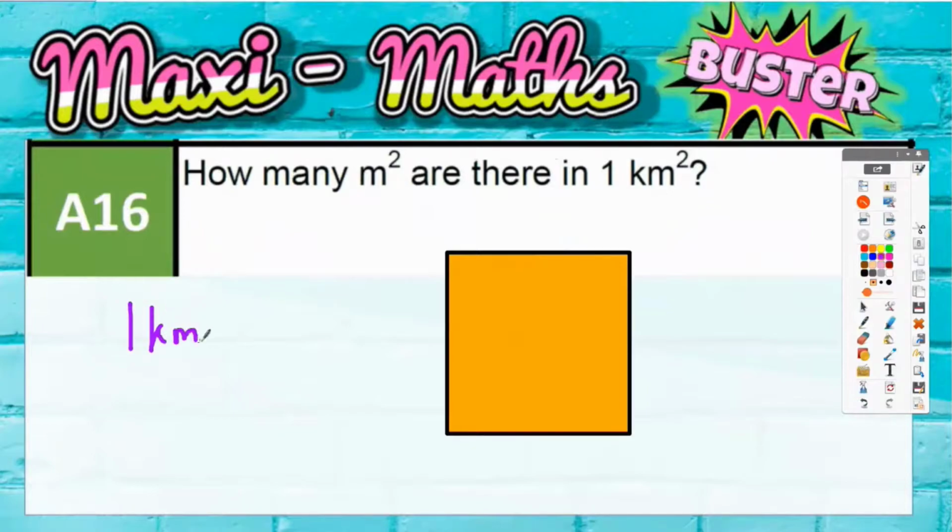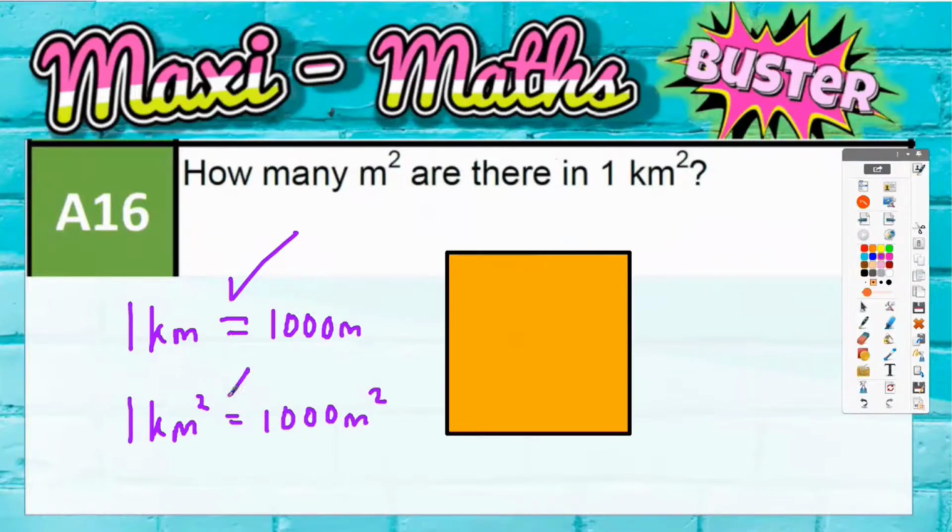They think that 1 kilometer is 1,000 meters, and that, of course, is correct. But they automatically assume that that means that 1 kilometer squared is 1,000 meters squared, and that is incorrect. That's a load of nonsense, as you'll see from this question. So you've got to think about what a kilometer squared actually is.